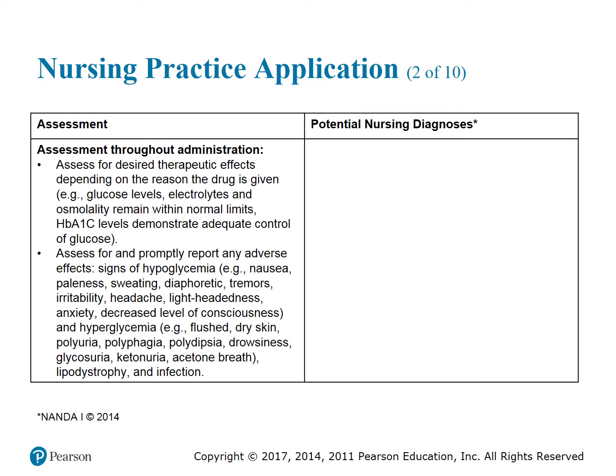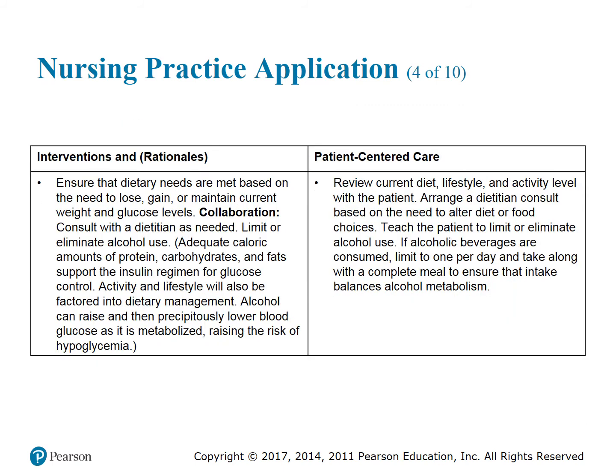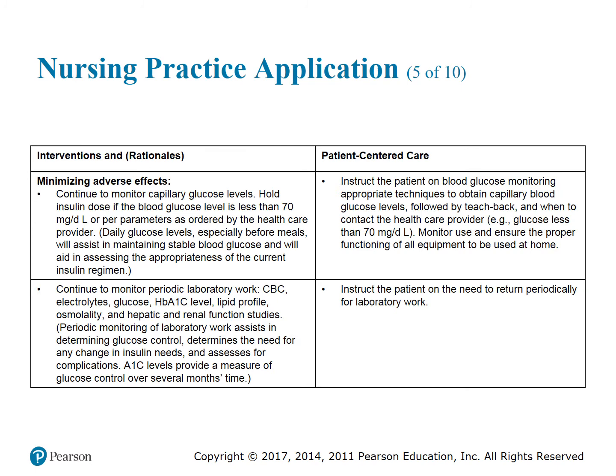Let's go forward a couple slides. That one. We've talked about this. All right. Bulleted item, left box. Here's your A1C, CBC, electrolytes, glucose, lipid. Talked about that. Hepatic and renal function studies.